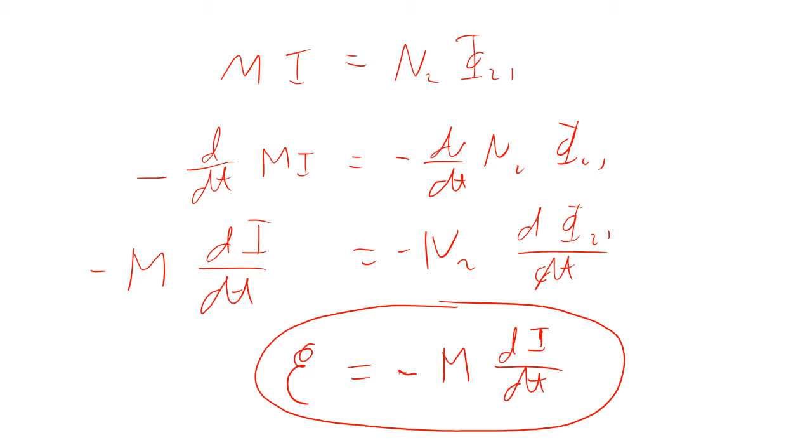It depends on how the two circuits are shaped, on the size of the circuits, on how many loops are in the circuit, and on how the circuits are oriented relative to each other. One circuit produces a magnetic field that produces a flux in the other circuit. Okay, so this is how two circuits interact with each other. So this is mutual inductance.